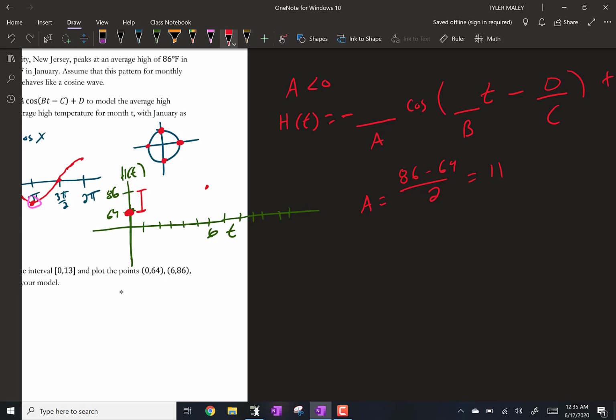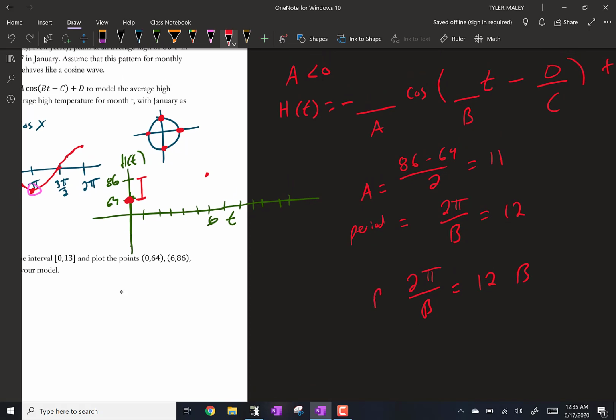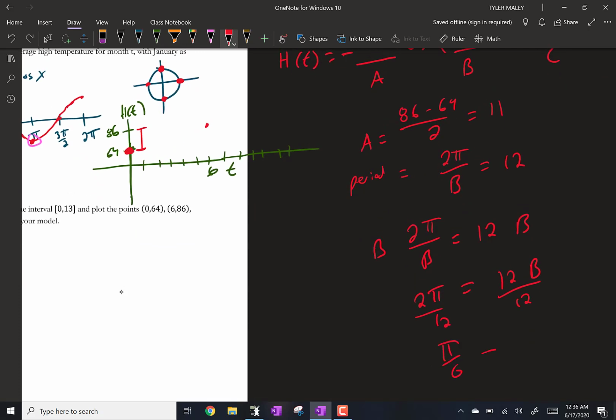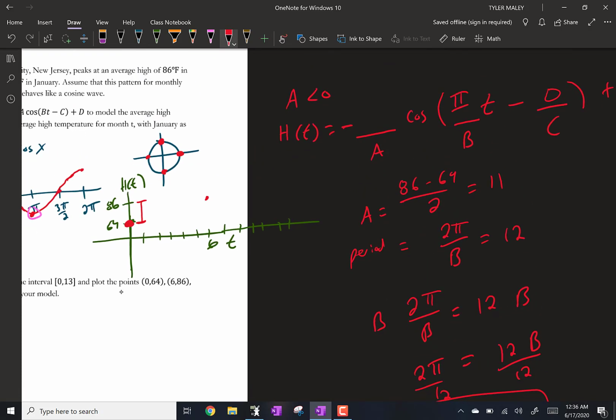Also, what we know is that the period is equal to 2 pi over b. The period in this case would be 12. There's 12 months, so after 12 months we just repeat the cycle. We can use this information to solve for b. I can multiply both sides by b, so we get 2 pi equals 12b. I can divide both sides by 12, and we get pi over 6 equals b.